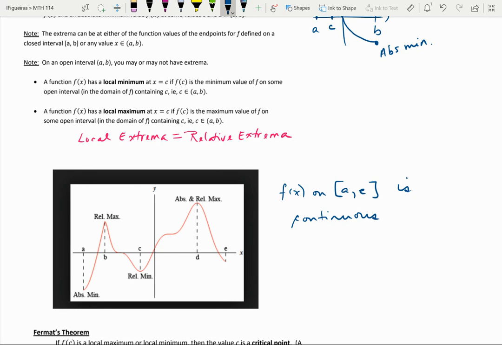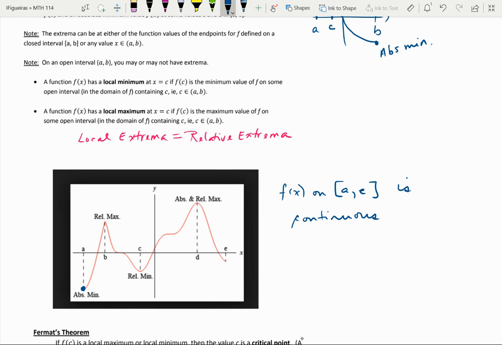So A is considered to be an absolute minimum. And that's because if you look at the entire graph of f of x, then there is nothing smaller, there is no lower value than what f of a is on the curve. That is the smallest y value. Then we move on to b.